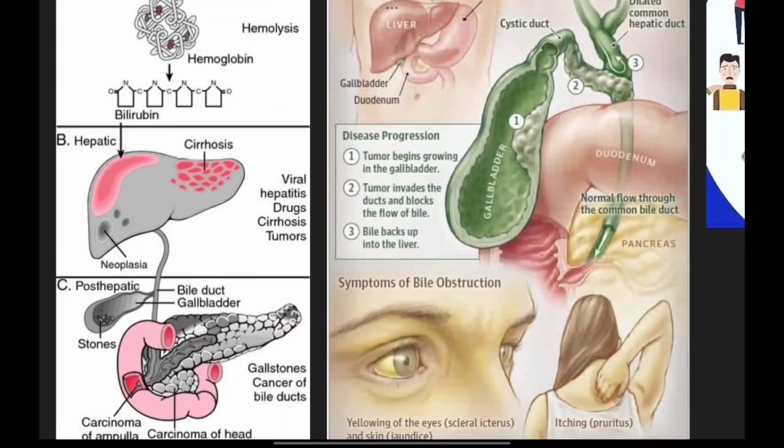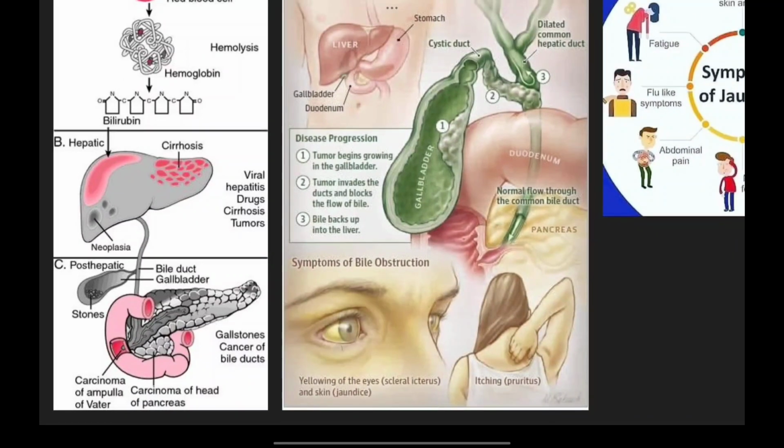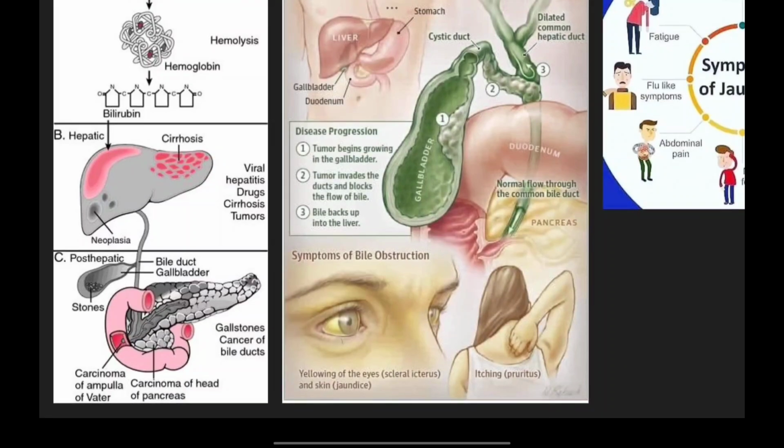Now the second type is hepatic jaundice, caused by cirrhosis, pancreatic cancer or any other disease, where the liver cells are damaged. Because of the damage to the liver cells, bilirubin processing and excretion become difficult. Now the last one is post-hepatic jaundice, where there is obstruction in the bile duct or in the excretion of bile salts into the intestine, causing the bile to get deposited inside the body itself. So when the deposition happens, it causes post-hepatic jaundice.